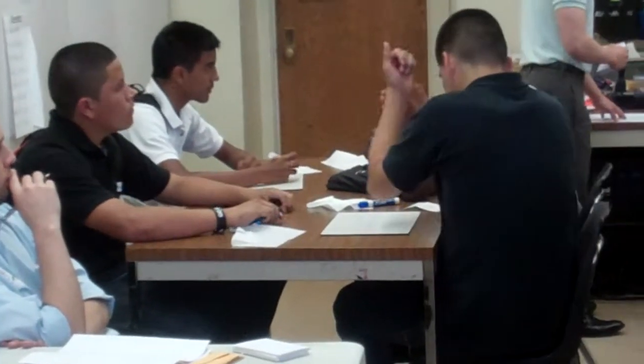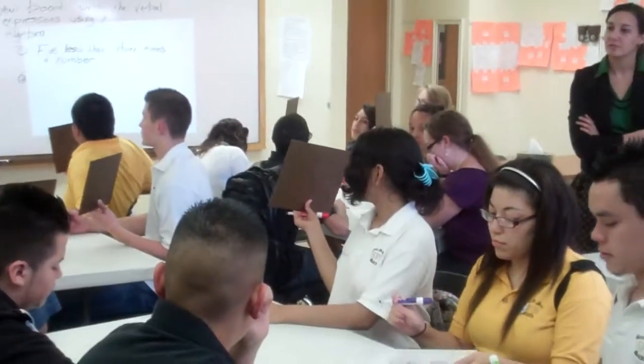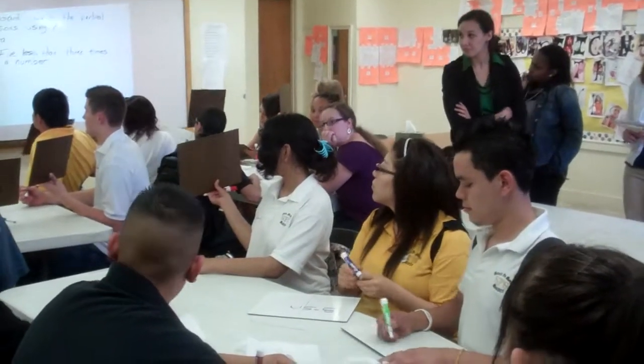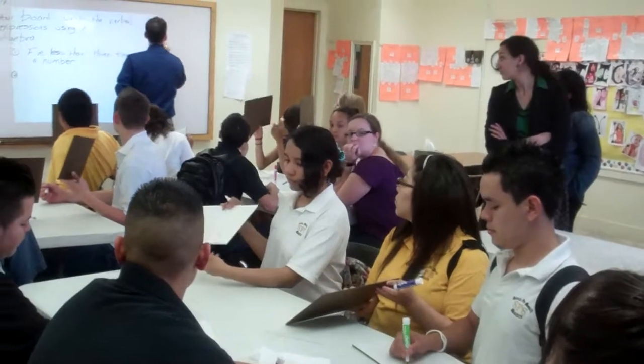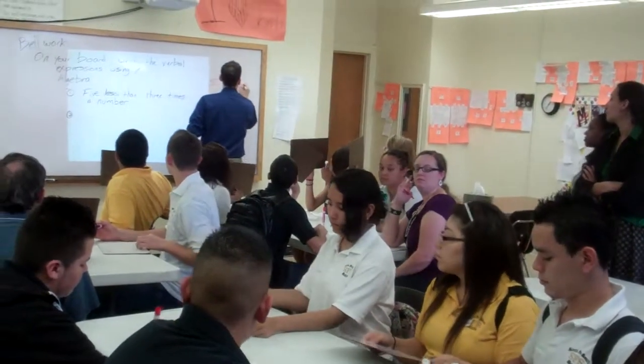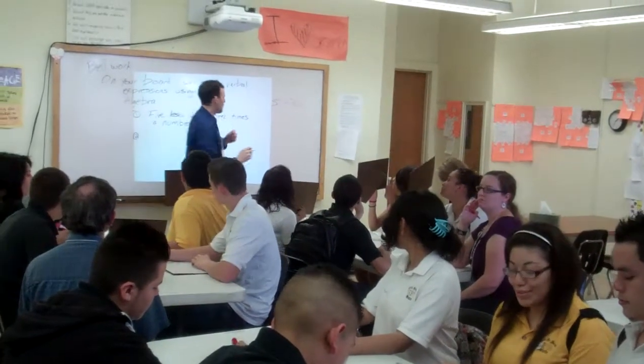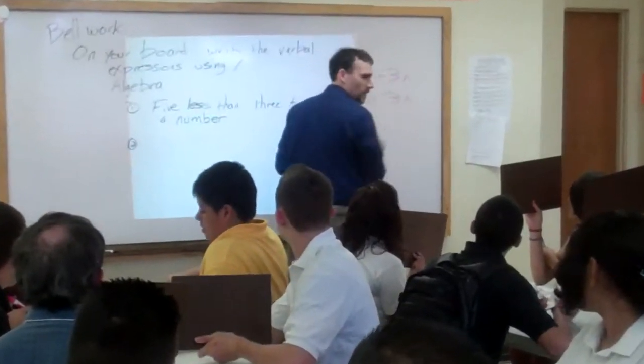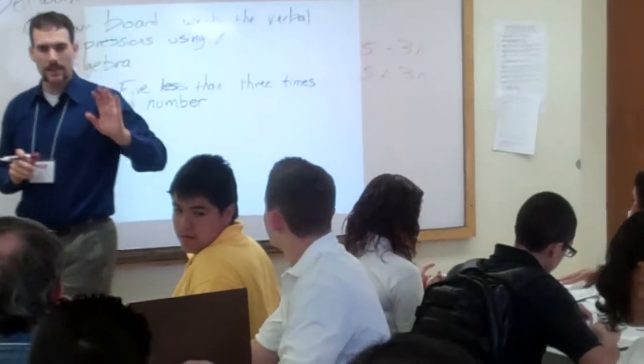All right, I see some good things. If you guys could hold them up so I can see what's going on, we'll put some of these up on the board so we can talk about what we have. All right, I see this. We got 5 minus 3n. I like that one. I see 5 is less than 3n. All right, we got that one. Does anyone have anything different than this?